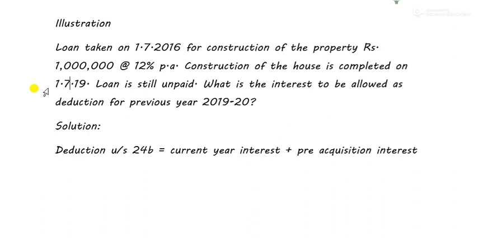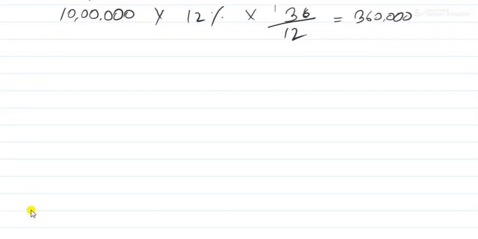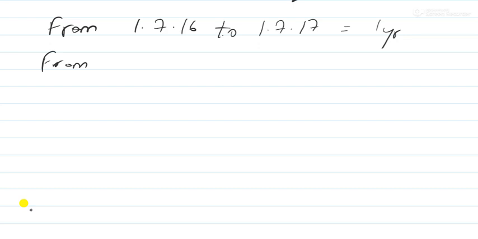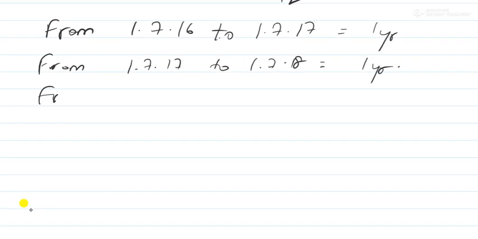Right, so see, now interest will be calculated for how many months? From 1 7 16 to 1 7 17, 1 year. From 1 7 17 to 1 7 18, 1 year. Last, from 1 7 18 to 1 4 19.